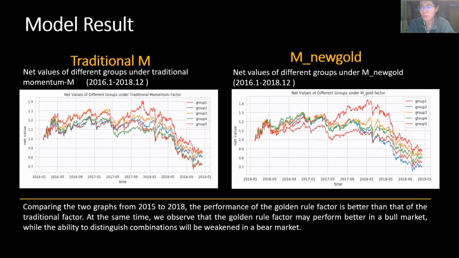Meanwhile, the golden rule factor may perform better in a bull market, while the ability to distinguish the 5 portfolio groups will be weakened in a bear market.